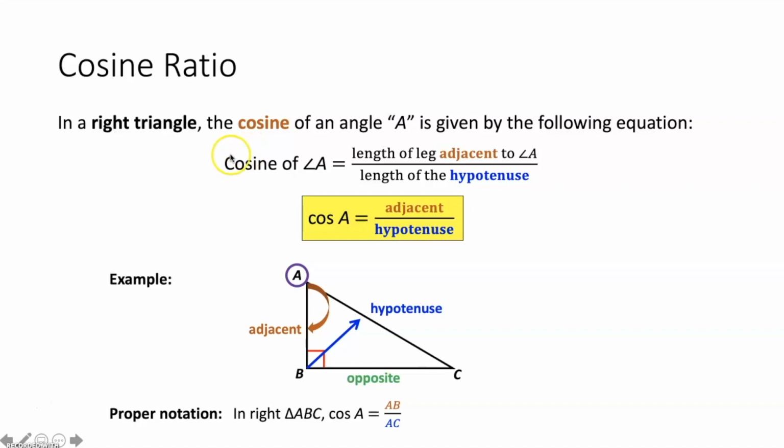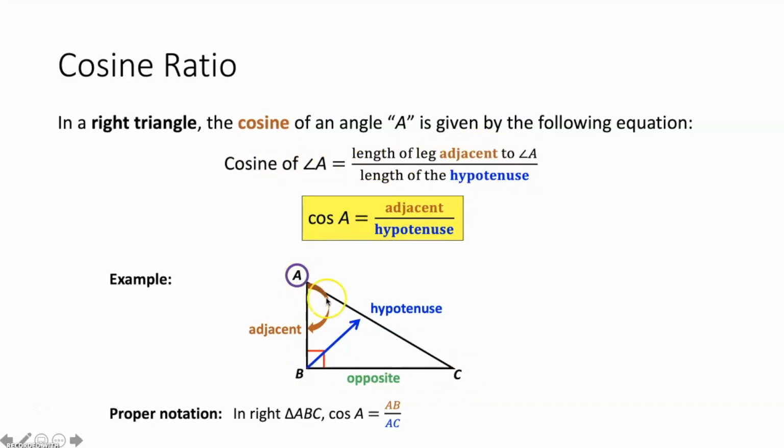So again, important to note that the cosine ratio, just like the sine ratio and eventually the tangent ratio, have to be right triangles. We're dealing with right triangles today. Next, when we're talking about the cosine of an angle, it's equal to the length of the leg adjacent to that angle over the length of the hypotenuse.